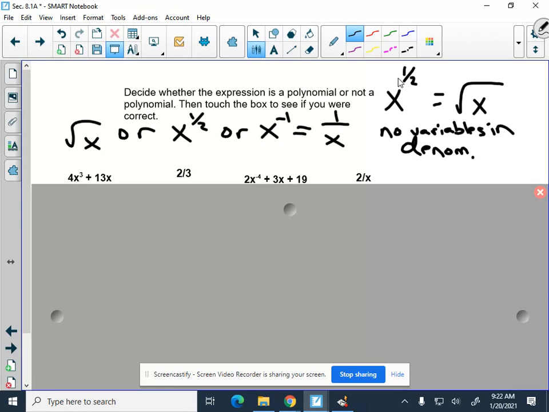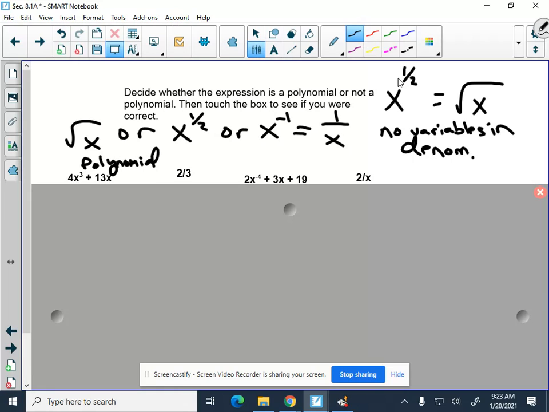So then we're just going to go through these examples and decide, are they polynomials? This one, it doesn't matter if they're being added. The x is to the 3rd power, and in the 13x, the x is to the 1st. So underneath this one, you can put, yes, that's a polynomial, or next to it somewhere.